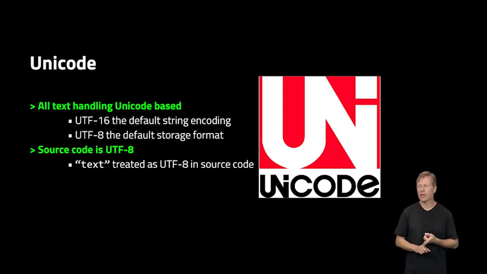In Qt6, we've changed a lot of things and assume that all text handling is Unicode based. UTF-16 is the default string encoding that we're using internally for storing string and text data. The default on-disk storage format is UTF-8, and that's how we handle everything. We also assume that source code is UTF-8. So if you have a simple quoted 8-bit string in your source code, we will treat it as UTF-8 by default.